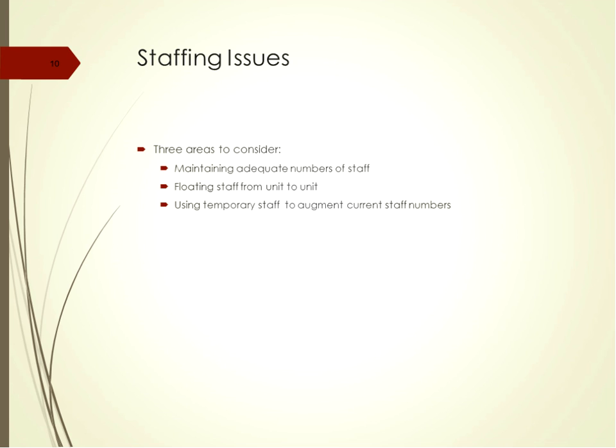Probably no other area is as controversial as the area of staffing. Part of this is due to the fluctuation in patient census, and part is due to the shortage of qualified staff. Matching numbers and qualities of staff with the needs of the patients is always a challenge. There are three key areas to consider: maintaining adequate numbers of staff, floating staff from unit to unit, and using temporary staff to augment the current staff members. We are now going to discuss each of these separately.